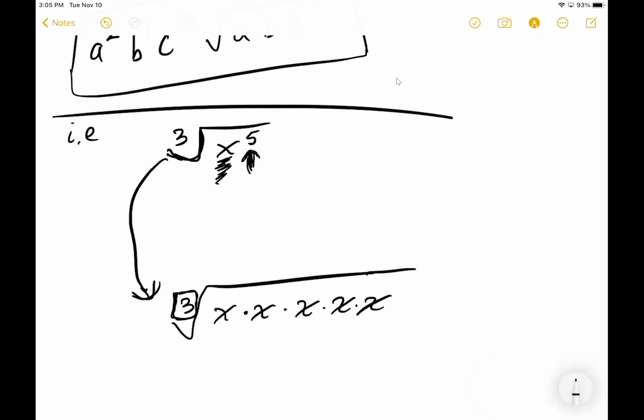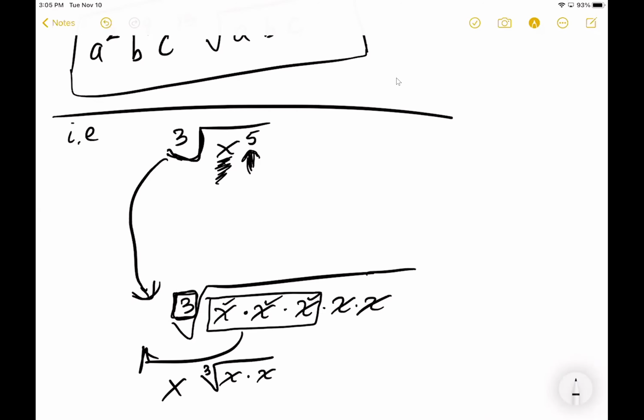Well, in order for me to simplify the cube root, I need to have a group of 3 of the same. So I have an X, an X, an X, I have 3 of them. I can bring 1 of them to the outside. What is my leftover? Do you agree that my leftover is 2 of the X? My lonely, well, not really lonely, 2 X's that I don't have a group for.